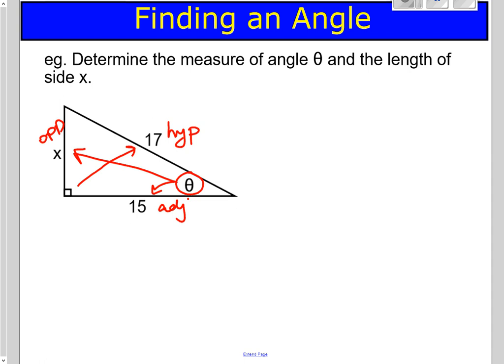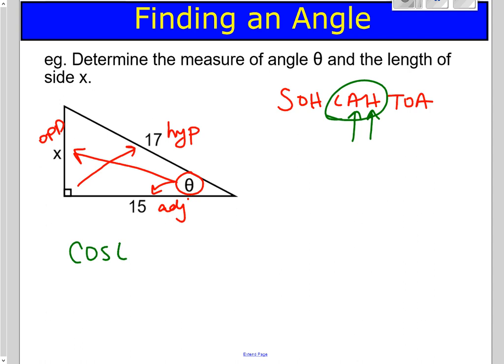So if I'm going to find this angle, it means I'm going to have to know two sides. And the two sides that I know are adjacent and hypotenuse. So SOH CAH TOA, which one has adjacent and hypotenuse in it? Adjacent and hypotenuse, that would have to be cosine. There's my adjacent and my hypotenuse. So I'm going to say cos theta equals my adjacent side, which is 15, over my hypotenuse, which is 17.